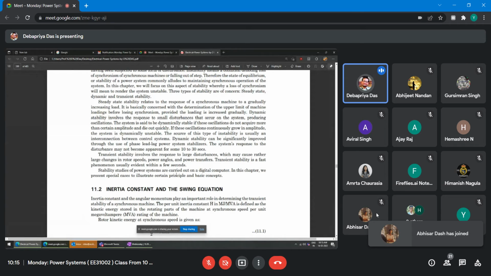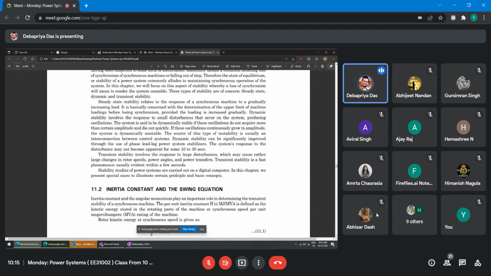And the system is said to be dynamically stable if these oscillations do not exceed a certain amplitude and die out quickly. In reality, nothing dies out quickly. Continuous oscillation or continuous disturbance will be there in the system, right? And if this oscillation continuously grows and never dies out, it means the system is going unstable, right?